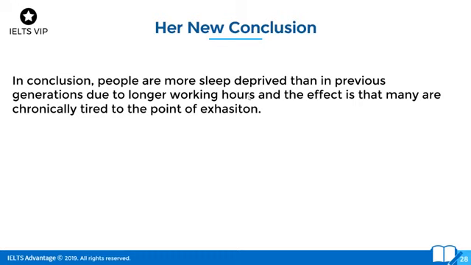Her new conclusion: "In conclusion, people are more sleep deprived than in previous generations due to longer working hours, and the effect is that many are chronically tired to the point of exhaustion." So summarizing her main points, making her position clear on both questions, that's what the examiner would be thinking about. Do the points link up with what is discussed in the rest of the essay? Because what is a conclusion? A conclusion is a summary of the main points. They'll also be thinking about, is their position clear throughout the essay?